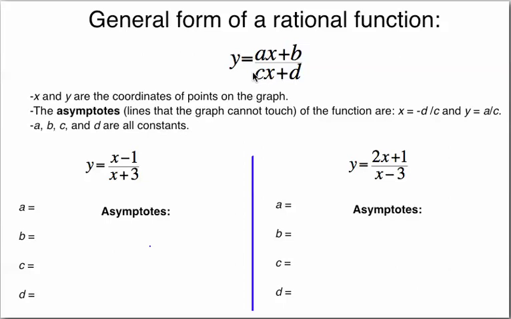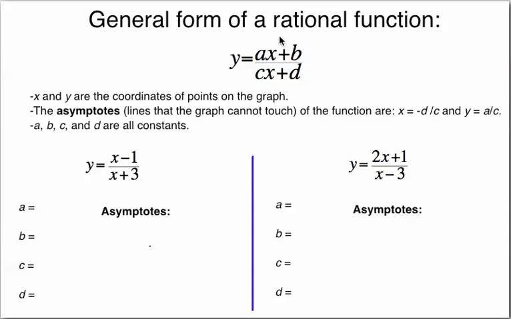The other thing is that we can have a coefficient on the x down here, which is different from our other form, which is y equals a over x minus h plus k. We're going to look at some of the things about this specific form. As always, x and y just represent the coordinates of the points on the graph, so you'll see x and y in your problems. The rest of the numbers, a, b, c, and d, are all constants, so in your actual examples you'll see numbers there.